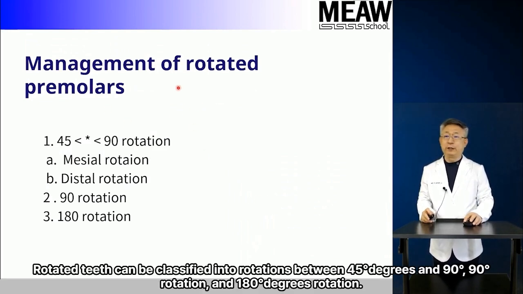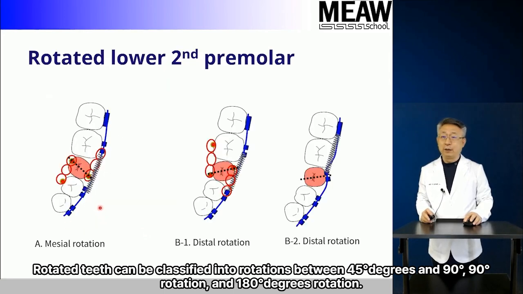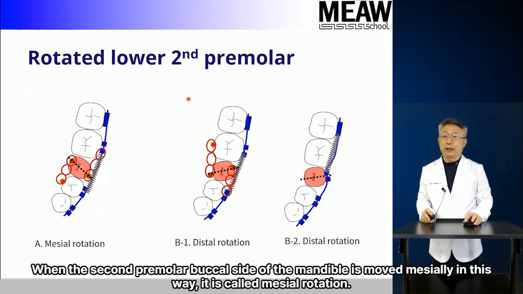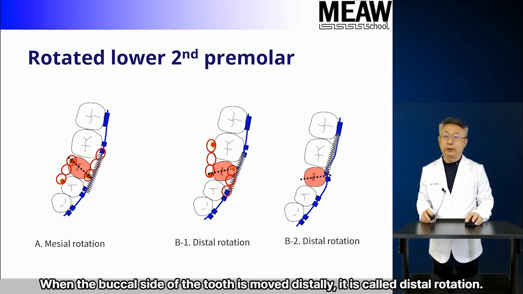Rotated teeth can be classified into rotations between 45 degrees and 90 degrees, and 180 degrees rotation. When the second premolar buccal side of the mandible is moved mesially in this way, it is called mesial rotation. When the buccal side of the tooth is moved distally, it is called distal rotation.